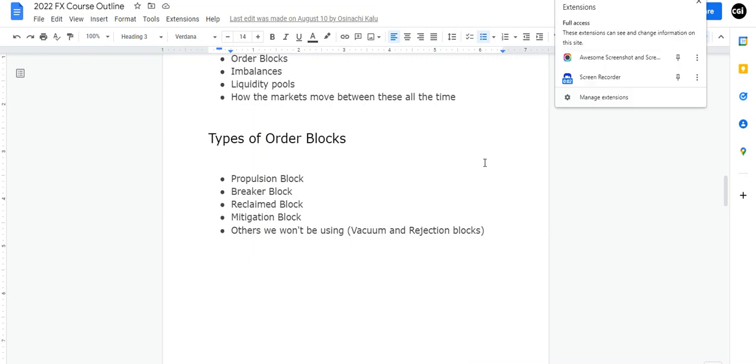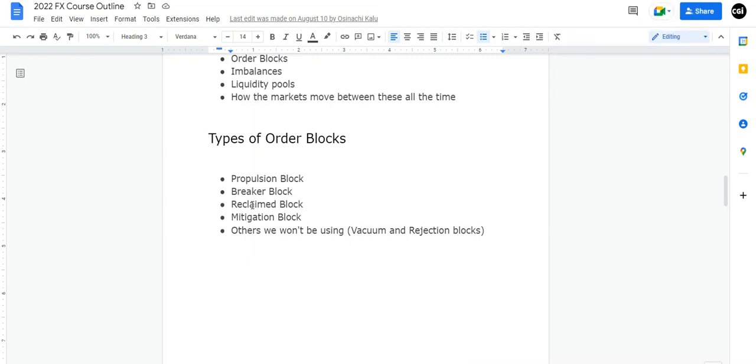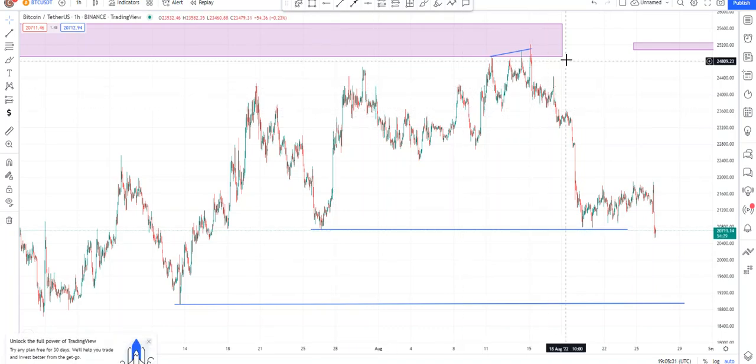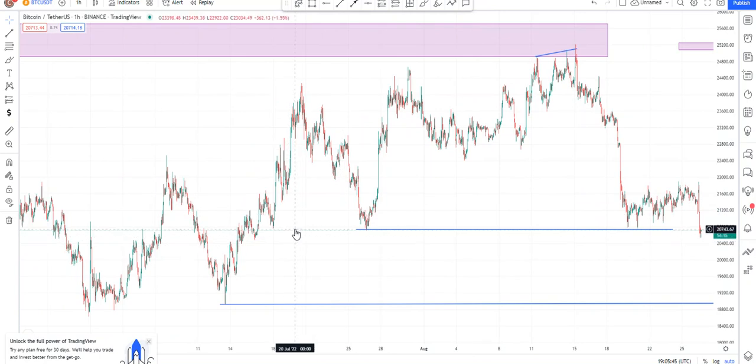Okay. So on this list, we have the propulsion block, breaker block, reclaim block, and mitigation block. I actually wanted to start with putting everything we've learned together by studying the chart, but this is already the weekend, so there won't really be much playing out in the forex market, even though we can analyze crypto. I just think we should wait till next week.